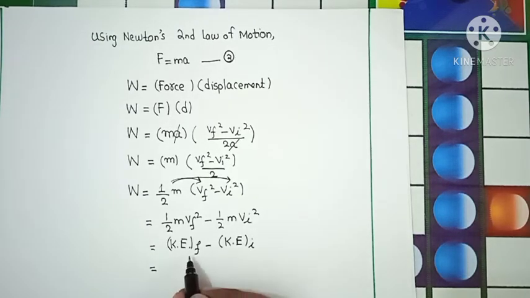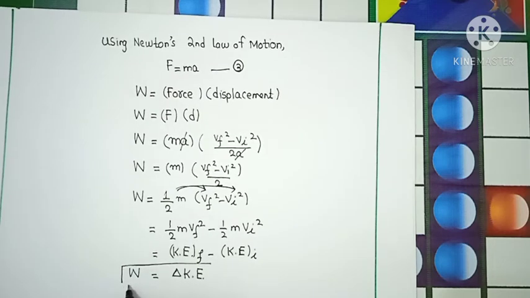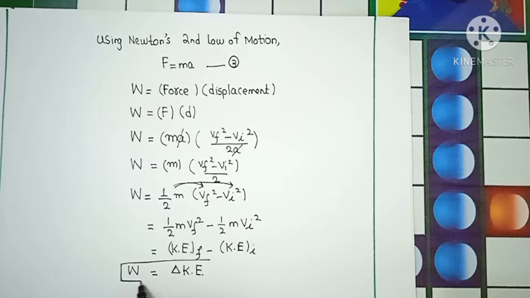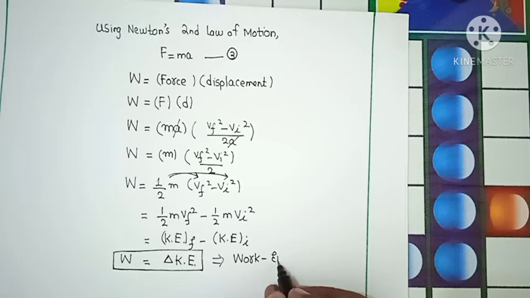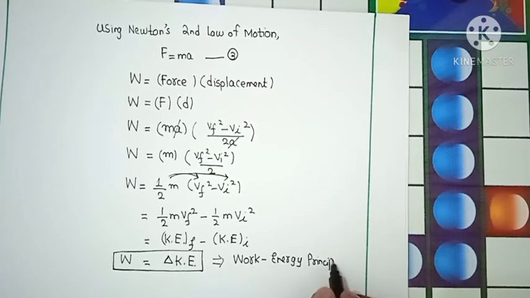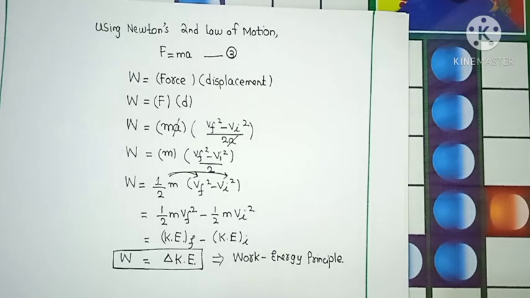Final kinetic energy minus initial kinetic energy is equal to the change in kinetic energy. So work done is equal to the change in kinetic energy. This is known as the work energy principle. W is equal to delta KE. Work done is equal to change in kinetic energy.